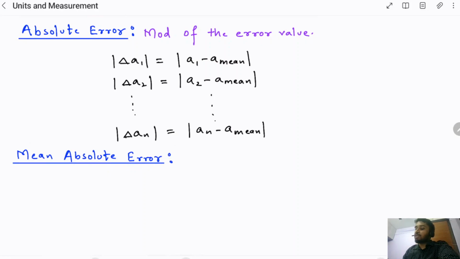Mean absolute error is the average of all the absolute errors. Okay. Mean absolute error is simply the average of the absolute errors. Fine.